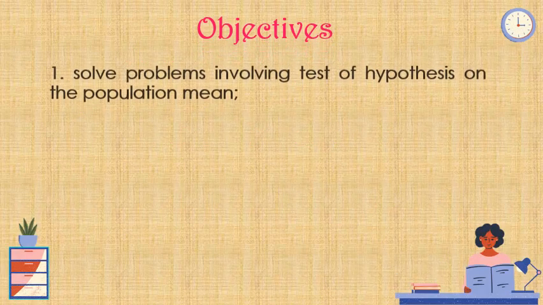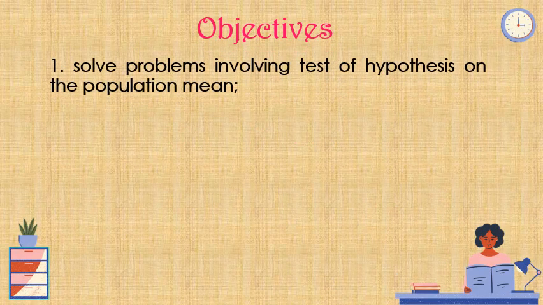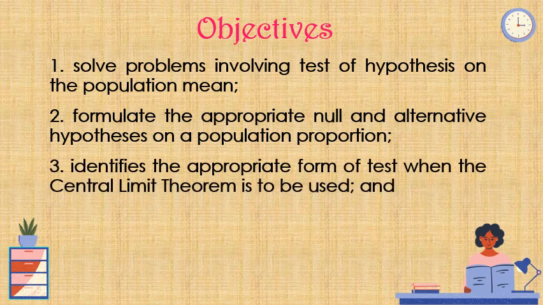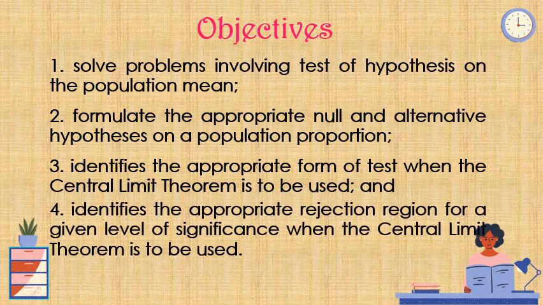For our objectives, the first one, solve problems involving test of hypotheses on the population mean. Second, formulate the appropriate null and alternative hypothesis on a population proportion. Third, identify the appropriate form of test when the central limit theorem is to be used. And fourth, identify the appropriate rejection region for a given level of significance when the central limit theorem is to be used.